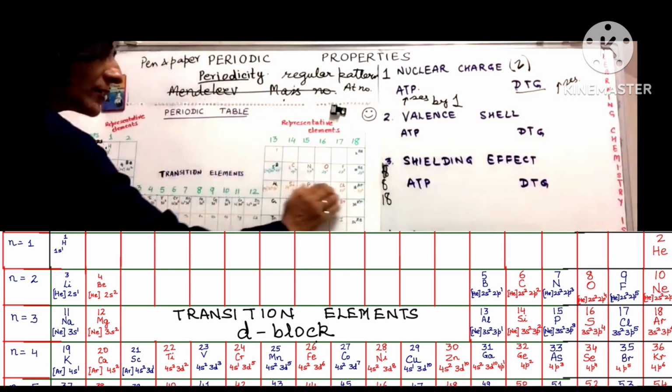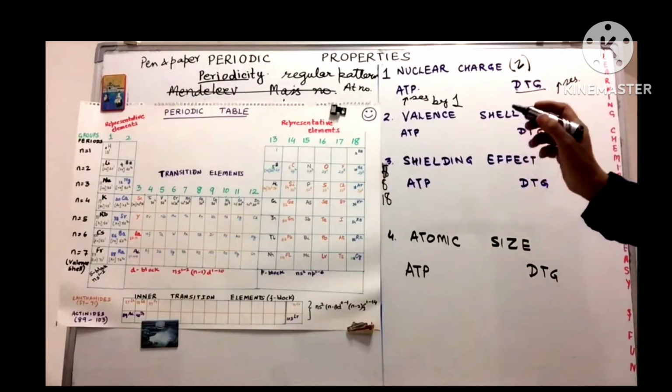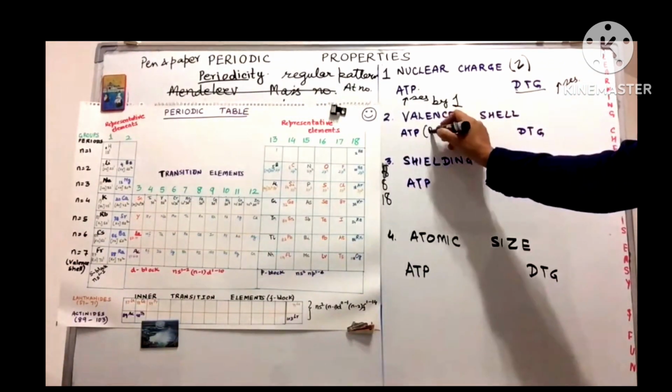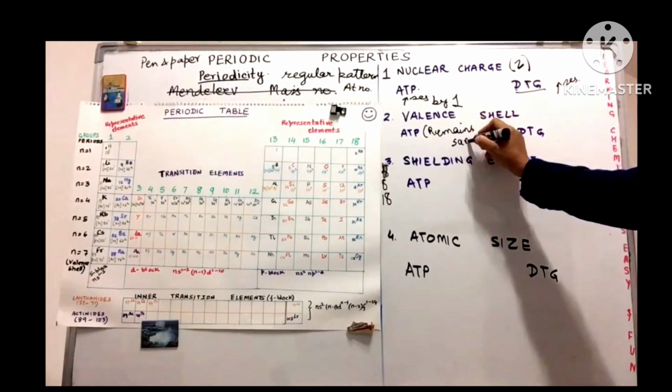Valence shell is 3 in all of them. Valence shell is 4 in the 4th period, 5 in the 5th period, 6 in the 6th period. So what is happening to the valence shell when you are going across the period? Yes, you got it right. It remains the same, right?